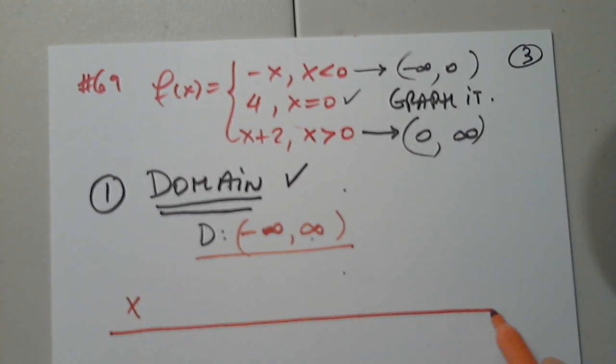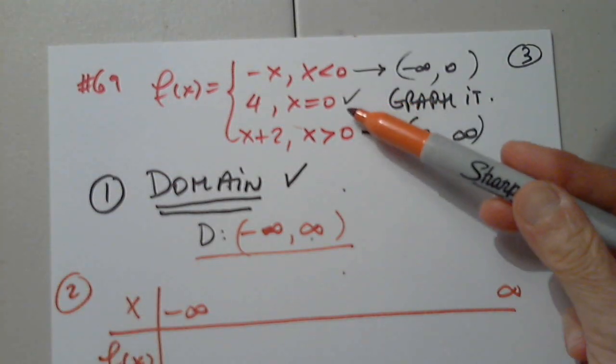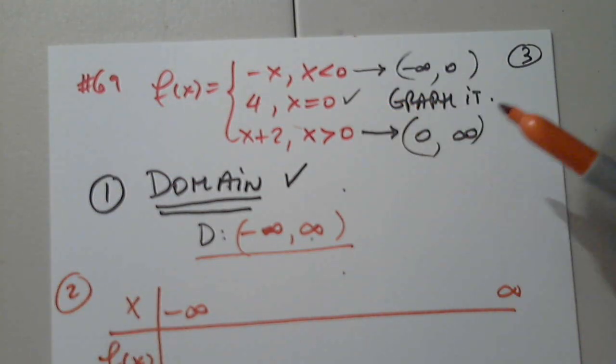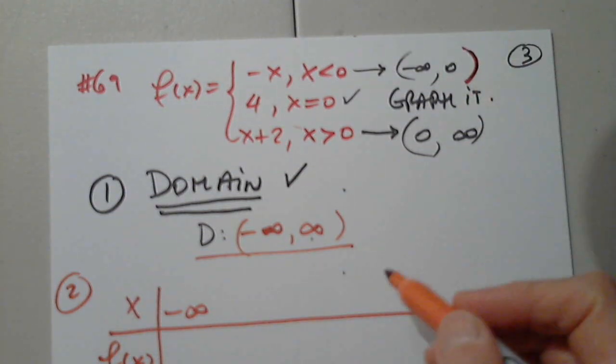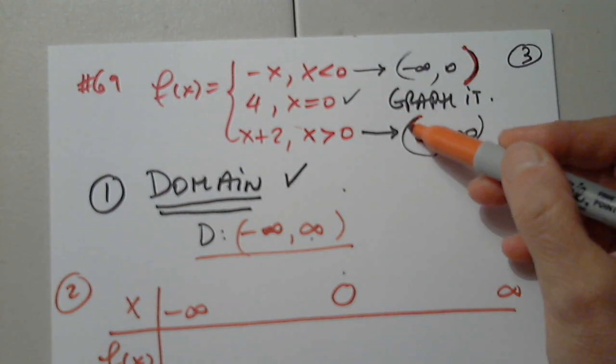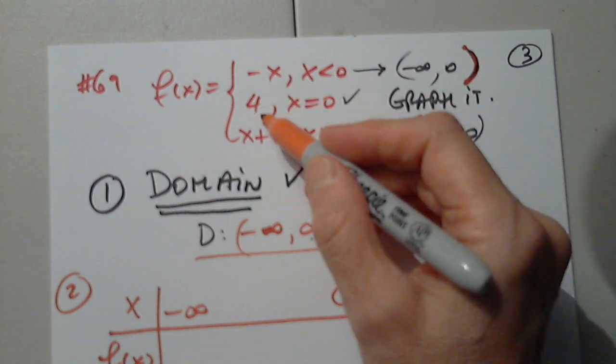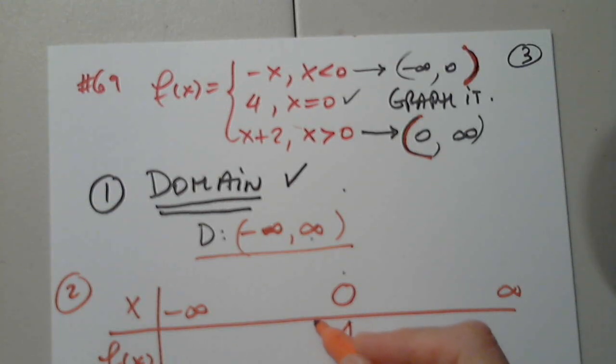Now in step 2, I start preparing the table. Negative infinity to infinity is the domain. So that's step 2 always. See, 0 is a very important point. So we have a parenthesis to the left, a parenthesis to the right, and 0 right in the middle. When x is 0, y is 4. But a parenthesis to the left and a parenthesis to the right.